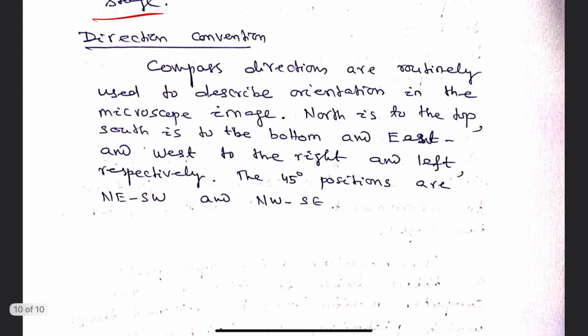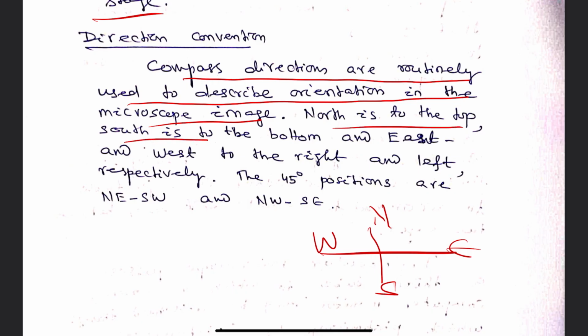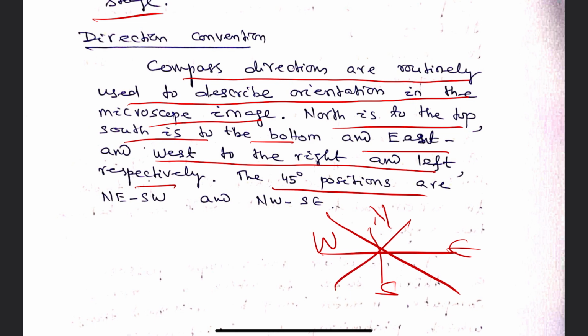Then what is the direction convention? Compass directions are routinely used to describe orientation in the microscope image. The top side is always north, then south, then east and west. So north is the top, south is the bottom, and east and west are the right and left respectively. The 45 degree position will be northeast, southwest, or northwest, southeast. So this is the direction convention.